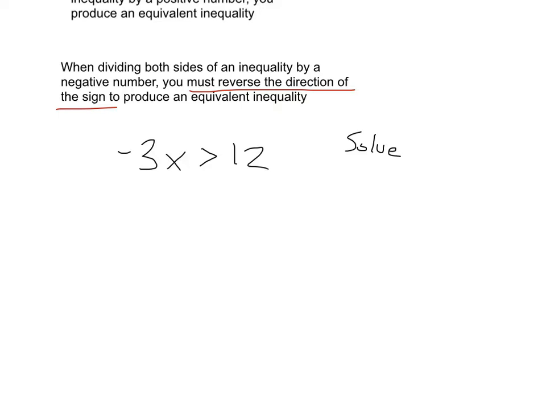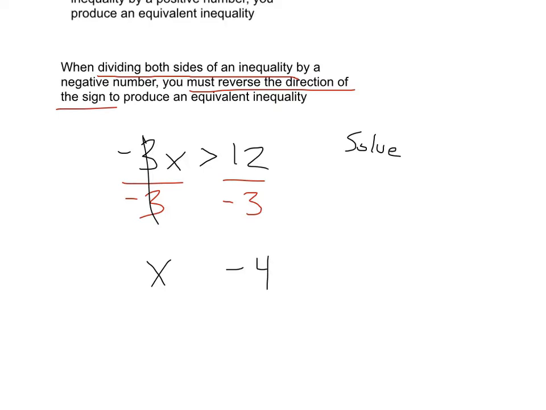So you would probably look at this and say, oh, x is being multiplied by negative 3, so let's divide by negative 3. Okay, now we are dividing both sides of an inequality, so divide the other side by negative 3. So what happens? Well, the negative 3 over negative 3, those become 1s, or they cancel either way, and you're left with x, right? And 12 divided by negative 3 would get you negative 4.